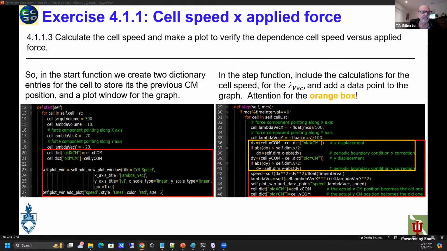Yuxa, at the start function, yes, remember we said the cell dictionary old XCM equals to 0, right? Yes, you're right, you're right. I mistyped that. At the start function it should be cell XCOM and cell YCOM. Okay, I will correct that.